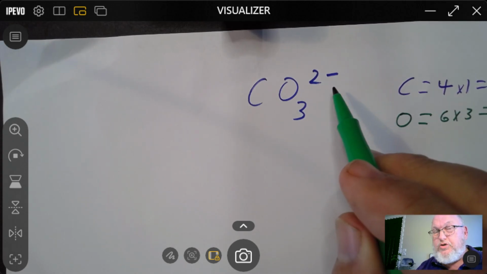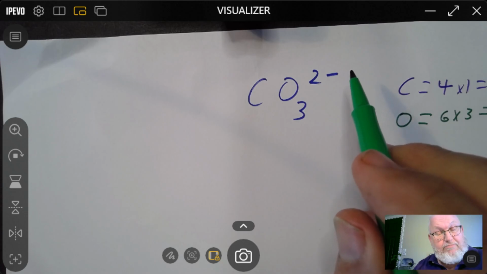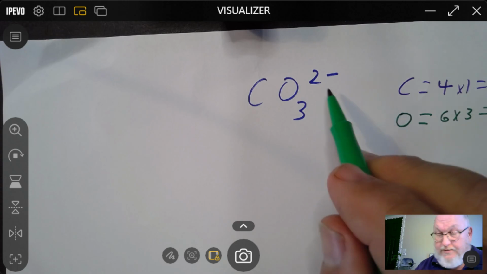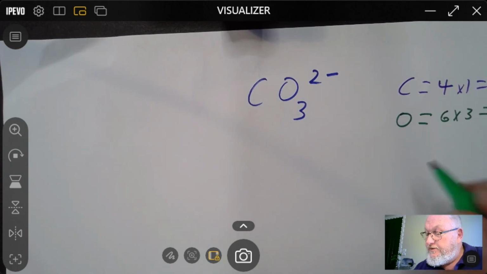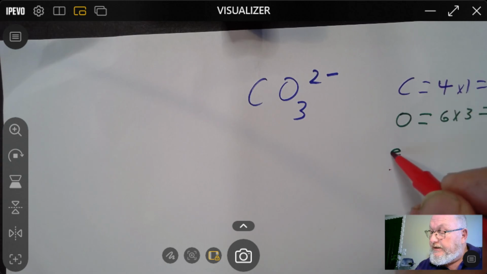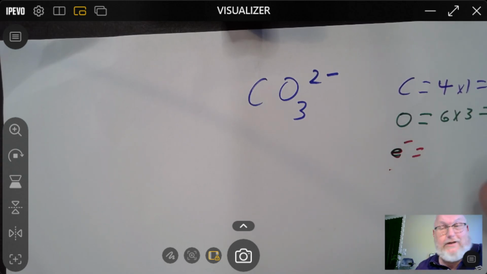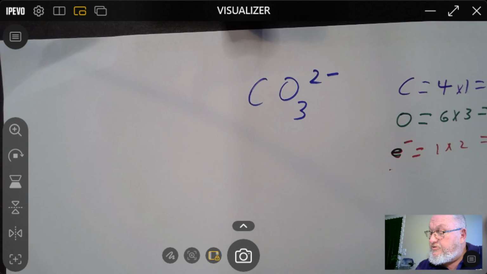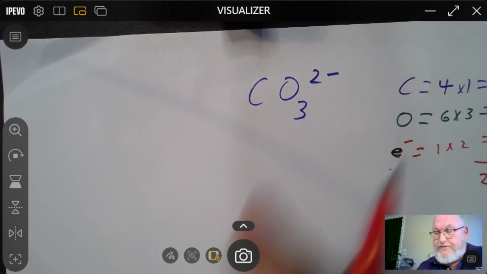Now we have 2 minus electrons, okay? So we have 2 electrons that are part of this molecule. So I'm going to put e minus. Let's use red for electrons. E minus, which is shorthand for electrons. So we have 2 of those, 1 times 2. So we have 2 extra electrons in this polyatomic ion. Let's add these up: 4, 18 and 2. So we have 24 total electrons in this CO3.